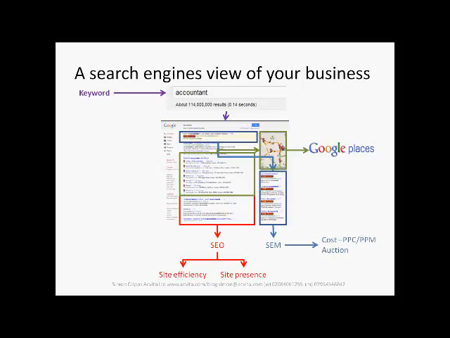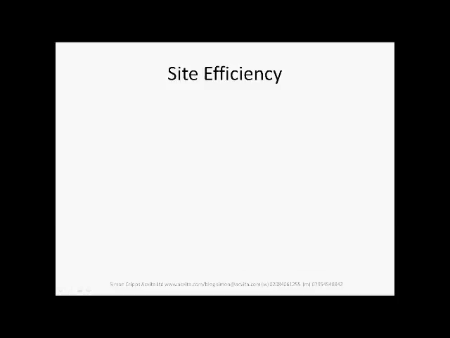Now going back to the SEM, a very quick view of it. These are all placed by instant auctions. You put a price on the advert, and depending on how much you want to pay for the advert and how well optimized the site is for those keywords you're paying against, they will place your advert on that page. So let's have a look at the site efficiency.